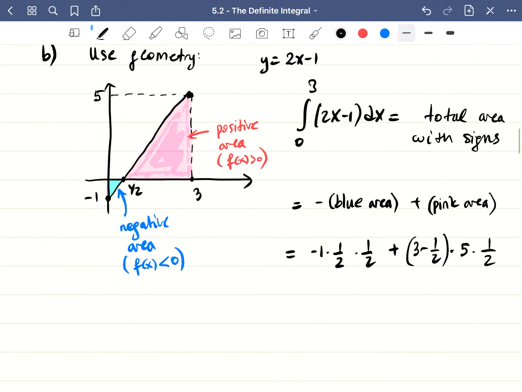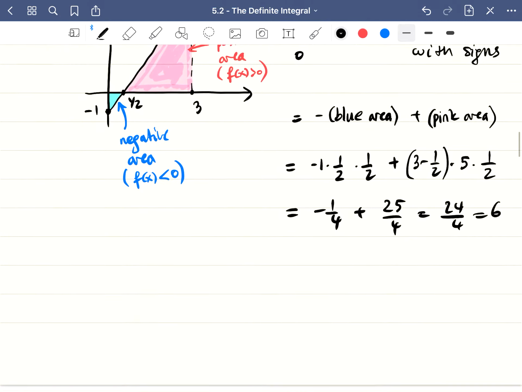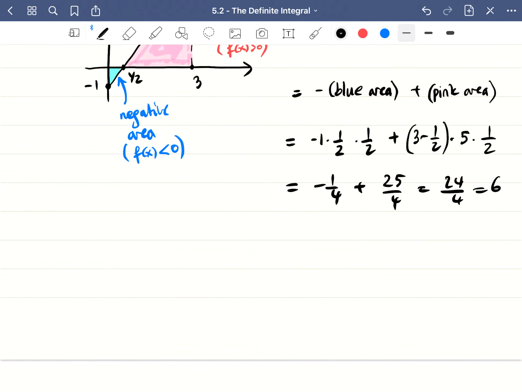Alright, so this is equal to negative 1 over 4. 3 minus 1 over 2 is 5 over 2, times 5 over 2 is 25 over 4. So this is 24 over 4, which is 6. So using areas, which means using geometry, you also find that this area is 6, which is the answer, so it shouldn't be any different. All right, so right now we have two methods: to use the definition and to use geometry.